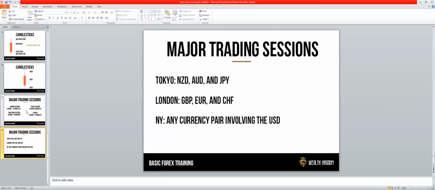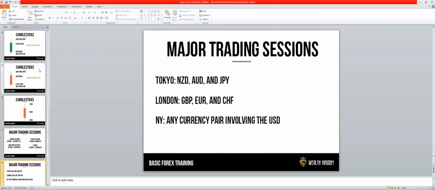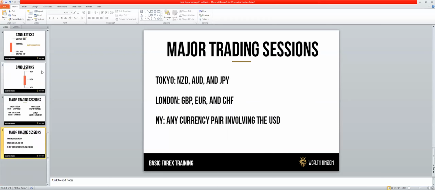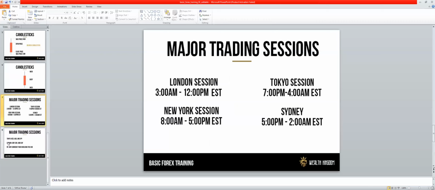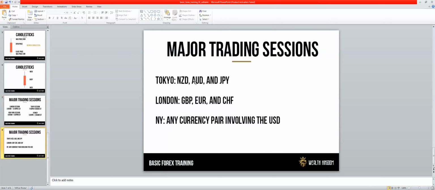All right, so there you guys have it. There's an explanation of what the candlestick is, how it relates to the exchange rate, what the major trading sessions are, and which pairs move during which session. So with that being said, I'm going to switch my screen over and we're going to hop onto tradingview.com. I'm going to walk you through the interface, how to use tradingview.com, and then we're going to go over trend lines. So let me switch my screen over to TradingView.